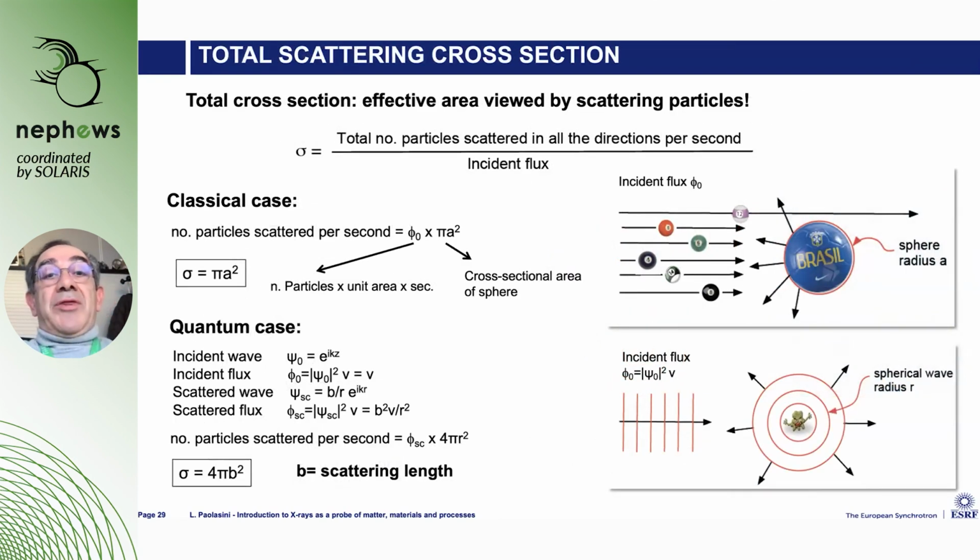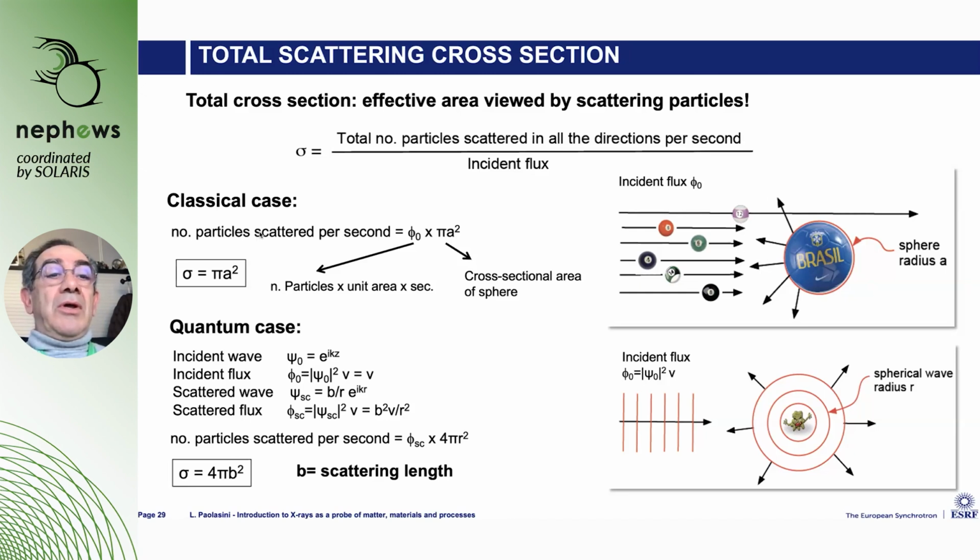This operative assumption is important to define one important term, which is called the total scattering cross-section, which is associated with the effective area viewed by the scattering particle. The total cross-section is defined by the total number of particles scattered everywhere in space, in all directions, per second, with respect to the incident flux of particles. And here I indicate two cases, the case of a classical mechanical collision of balls. We can see that ball number 12 doesn't have any collision, but only those balls which collide with a sphere of radius a have a scattering.